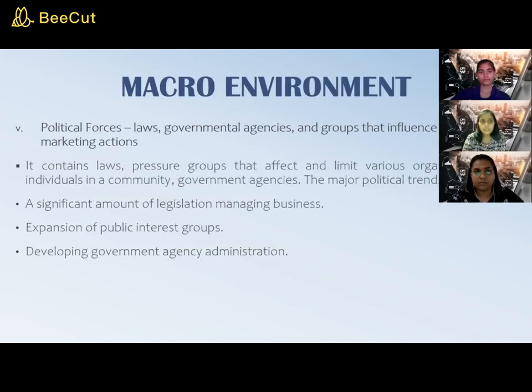Political forces: laws, governmental agencies, and groups that influence or limit marketing action. It contains laws and pressure groups that affect and limit various organizations and individuals in a community. Government agency, the major political trends are a significant amount of litigation, managing business, expansion of public interest groups, developing government agency administration.